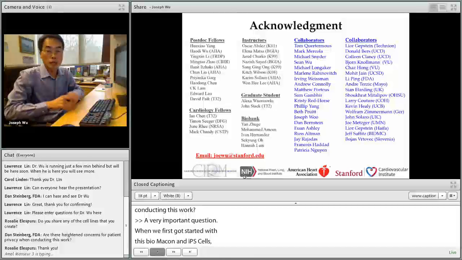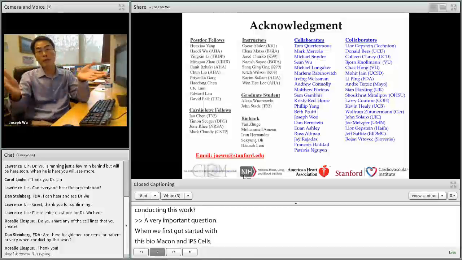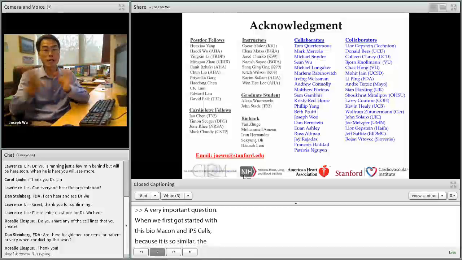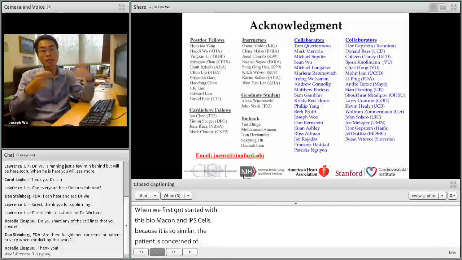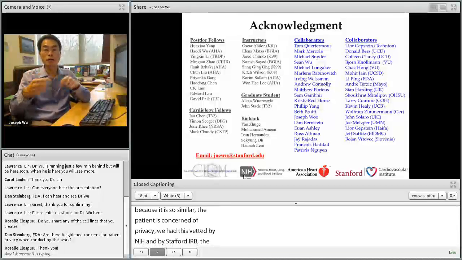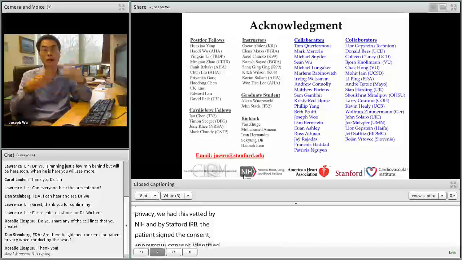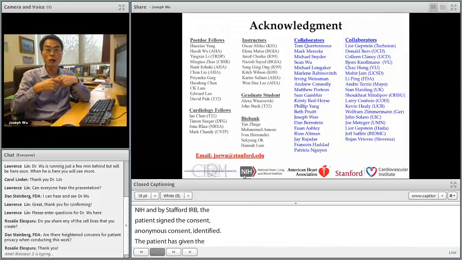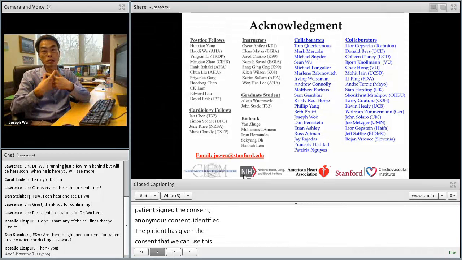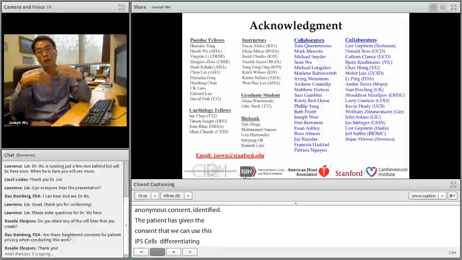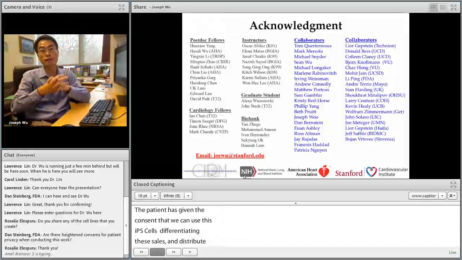It turns out that we have this all vetted by the NIH and also by the Stanford IRB, the Stanford School. The patient-signed consent is anonymous consent, so it's all de-identified. The patient has already given consent that we can use these iPS cells, differentiate them, and distribute them to our collaborators. This is fine with the NIH and fine with the Stanford IRB.